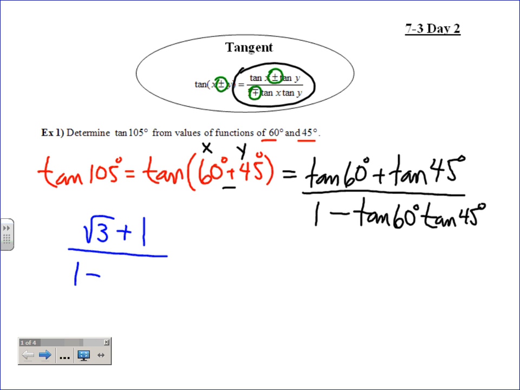And here we have 1 minus, well, tangent of 60 is still the square root of 3. It hasn't changed since the numerator, right? It's still the same thing. So square root of 3, which I'm going to have to take times 1. Well, that's kind of nice.